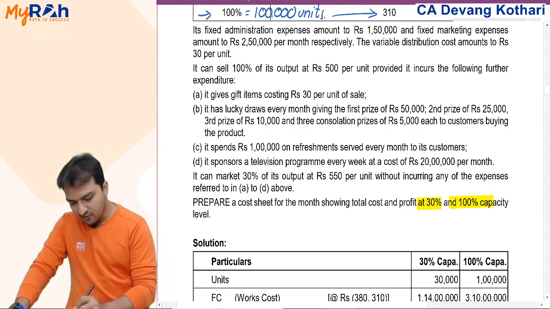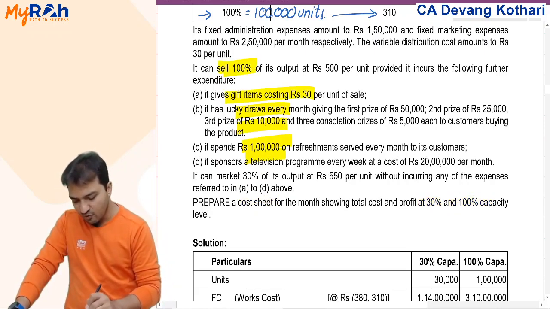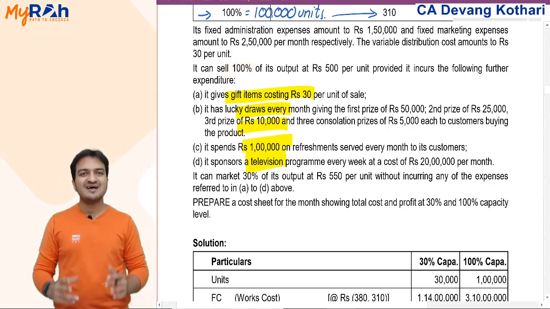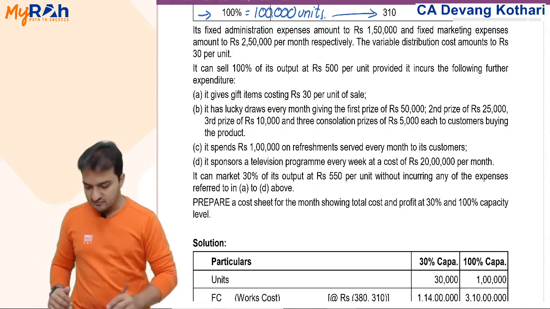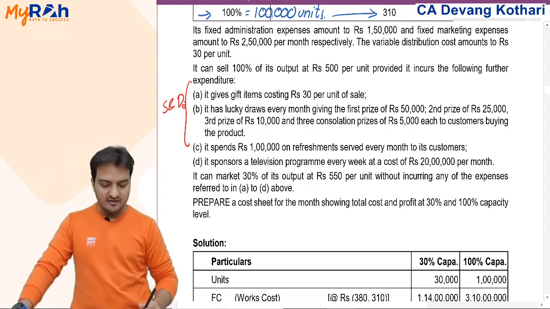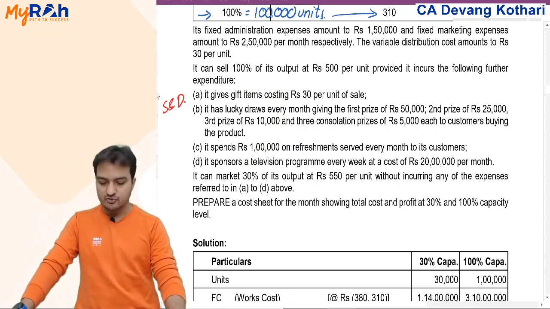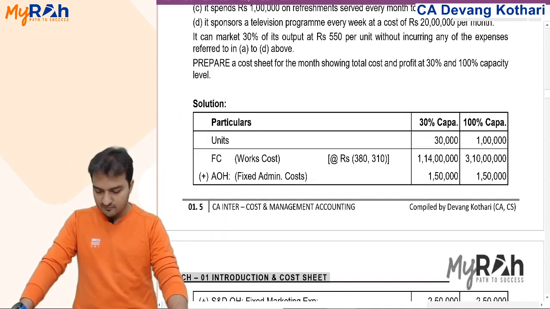And plus, for the 100% capacity level, they have given certain additional items of cost also over here. All these are for selling those 100% units, so all these items of cost will also be put under your selling and distribution overheads. Anyways, I need you to try that question. You're given that with solution. Please do compare your workings with the solution there. In my opinion, you should be able to do that yourself.